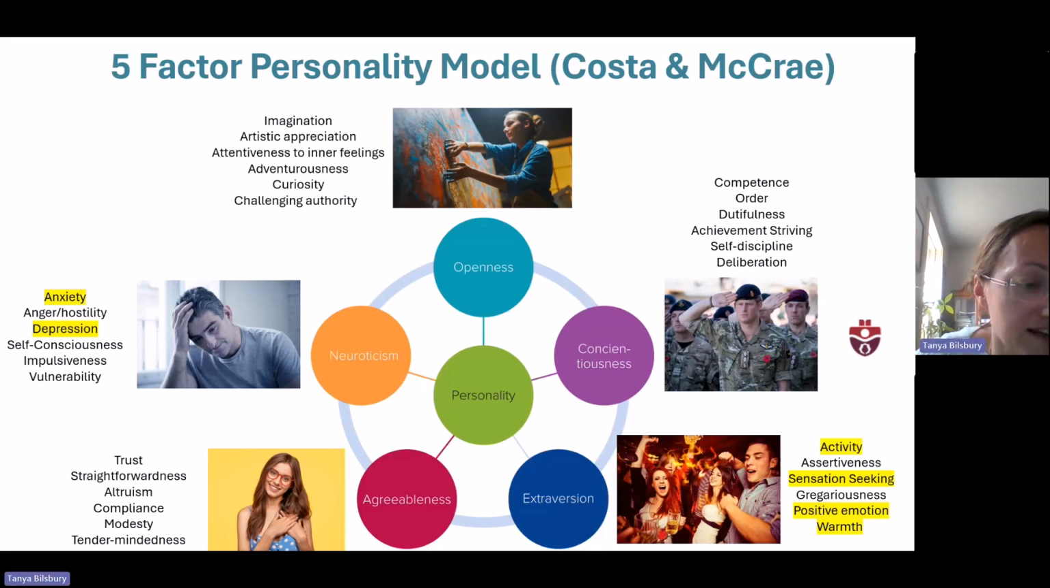Compliance, modesty, tender-mindedness. One way to think of this is that this might be getting at dominance and submission, because more submissive people need to be trusting of authority figures. You would want them to be straightforward and honest toward the authority figure, not undermining. More compliant, and of course, modest, not challenging the authority. And tender-mindedness means kind of forgiving and accepting.